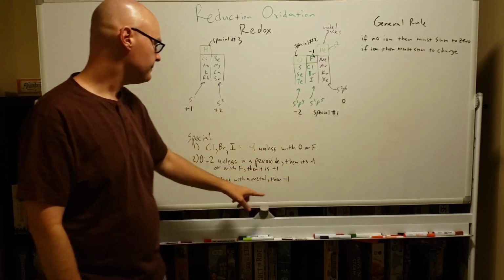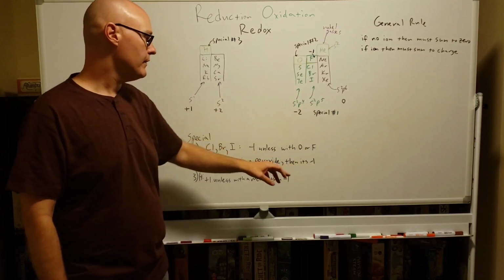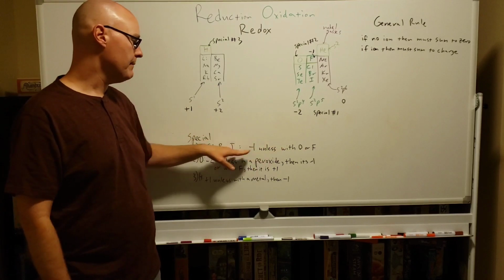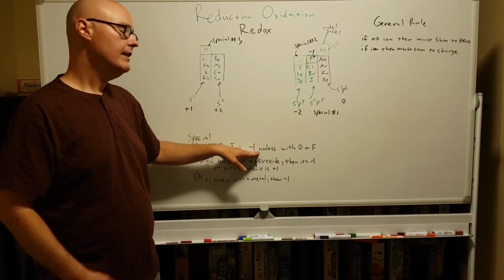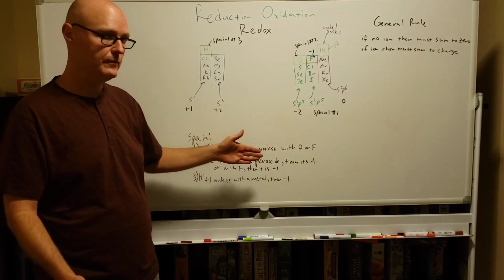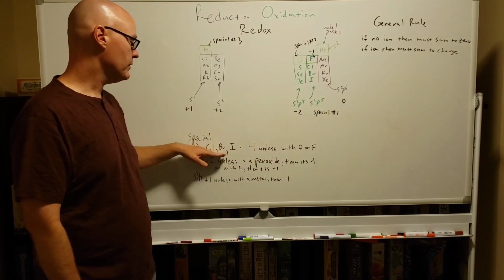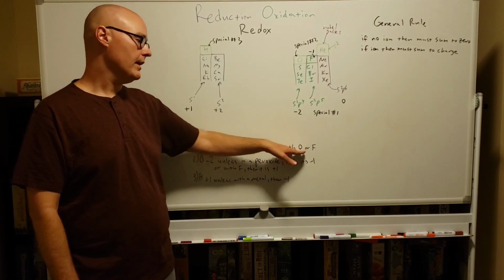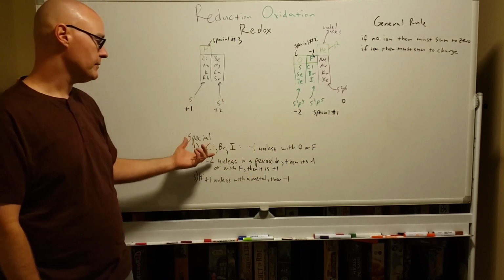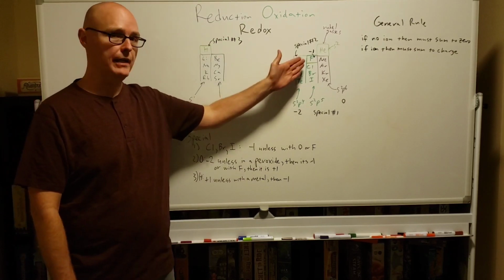We're going to have fluorine is always going to be -1. However, chlorine, bromine, and iodine are going to be special. So it's going to be -1 in general. However, if it's combined with oxygen or fluorine, then it's going to be something different, right? So the rules of oxygen and fluorine are going to dominate if I have chlorine, bromine, or iodine with the oxygen or the fluorine, okay?